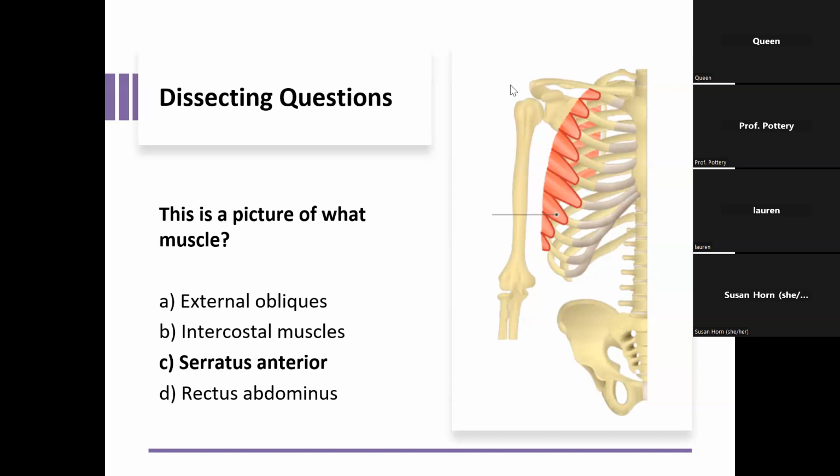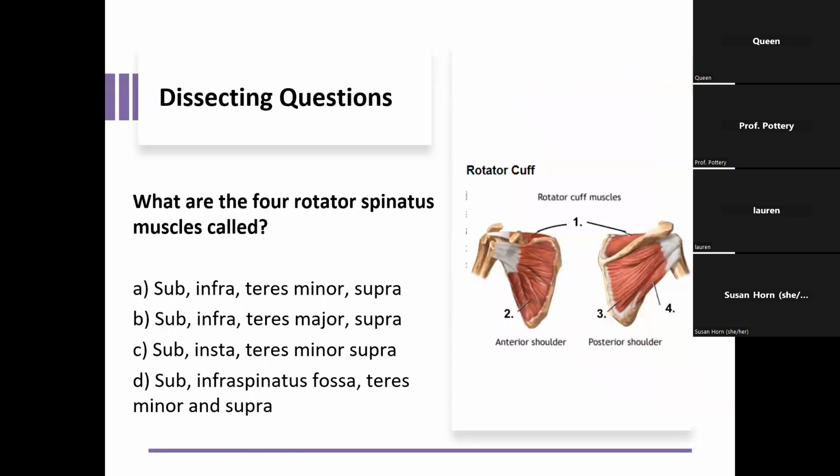Good job. All right, final question. You ready? What are the 4 rotator cuff muscles? We spent a little time on this today. So this is the abbreviated. So what are the 4 rotator spinatus muscles called? So everything is a spinatus except for one of them. But what are the 4 rotator spinatus muscles?